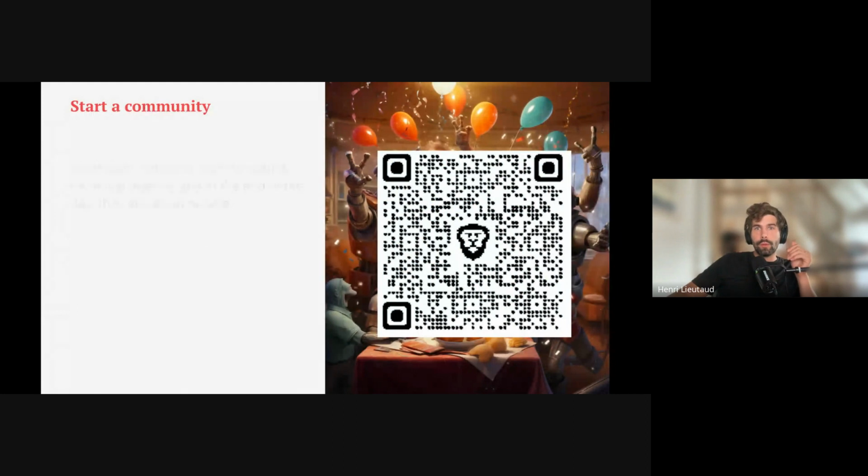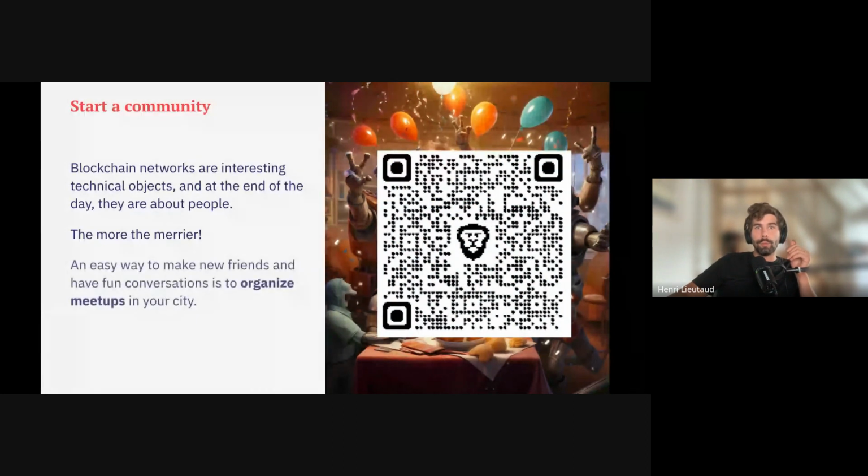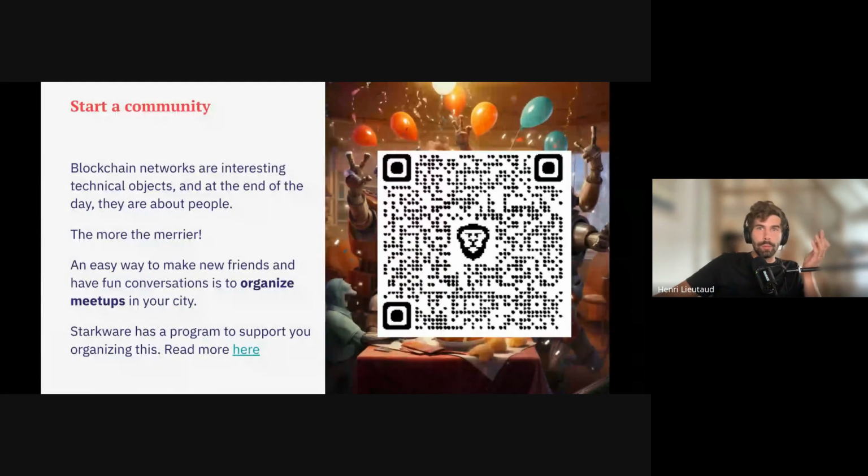The first thing you can do is start a community. At the end of the day, I like to say that blockchain networks are really cool. They're really interesting to look at, but they're nice technical constructions, but at the end of the day, they're about people. They're only as powerful as people using them. And if you want people using them, you need to tell people about it. And also, if you like talking about Starknet, then it's pretty cool to have people around you to do that.